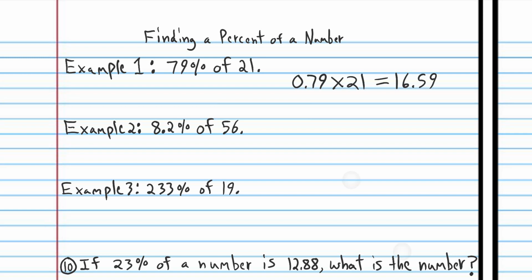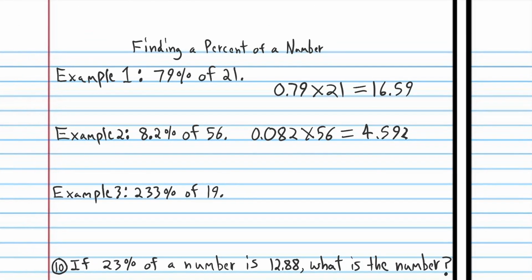All right, we're back. So we're going to change the percent to a decimal, and then we're going to multiply it by 56. 0.082, I got my calculator here, times 56 is equal to 4.592. So if you got 4.592, good job.